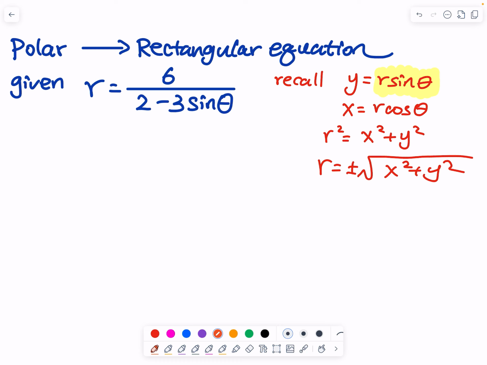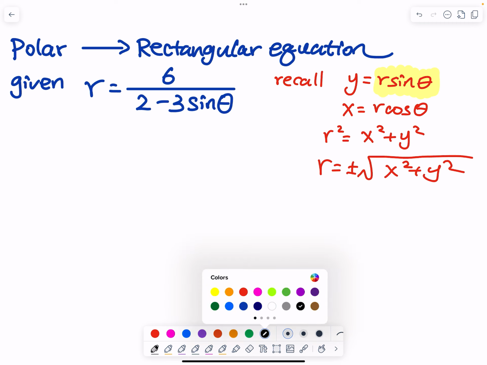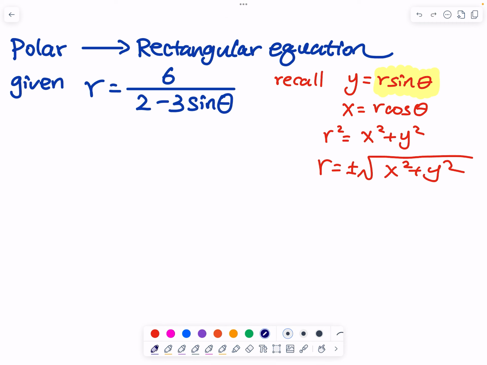Okay, the first thing that we will have to do, let me try to match this to the right color. I think this is correct, right? Okay, great. I see a 3 times sine theta. The 3 is not an r. And then y is equal to r sine theta, there is supposed to be an r next to the theta.